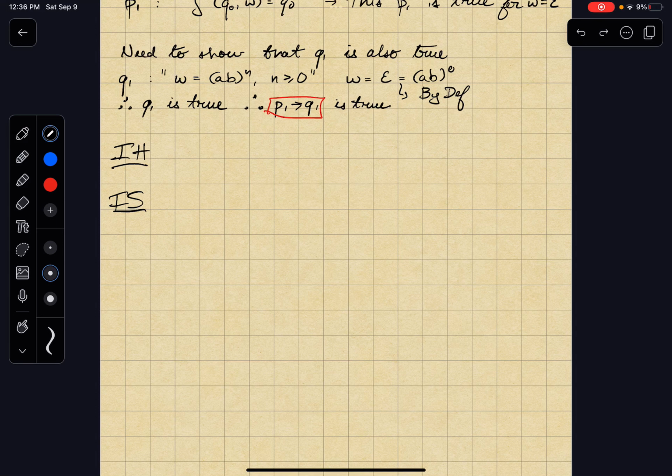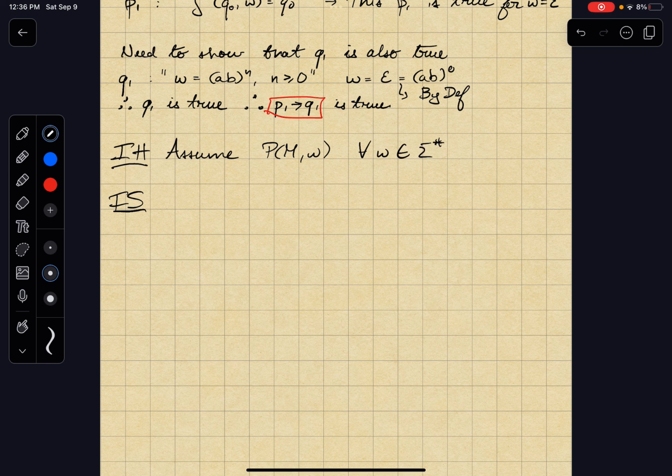Okay, so now that we've shown that the statement is true for the base case, let's actually do the inductive step. So the first thing we're going to do is assume that it's true for n. In other words, we're going to state the inductive hypothesis. The inductive hypothesis in this case is going to be, we assume P(M, W) for every string in sigma star.